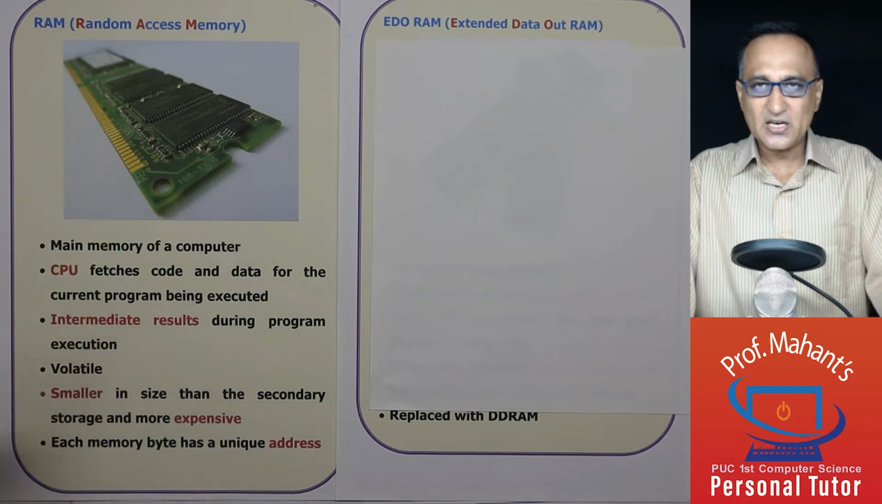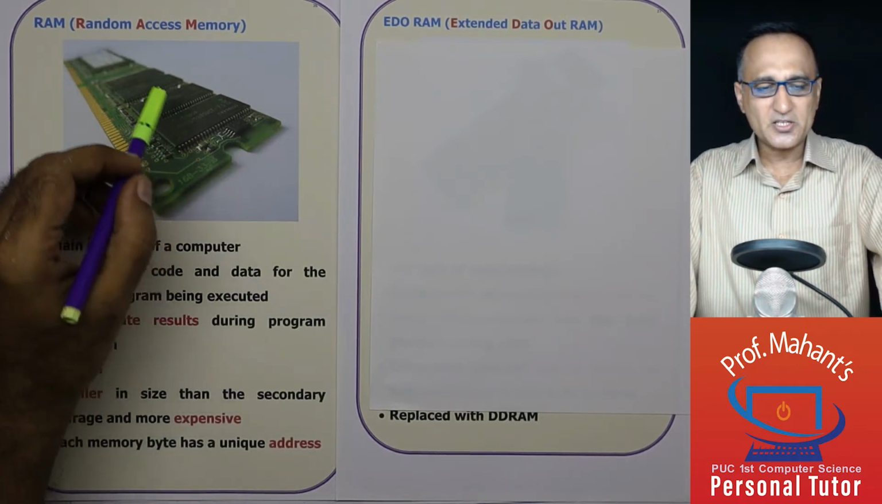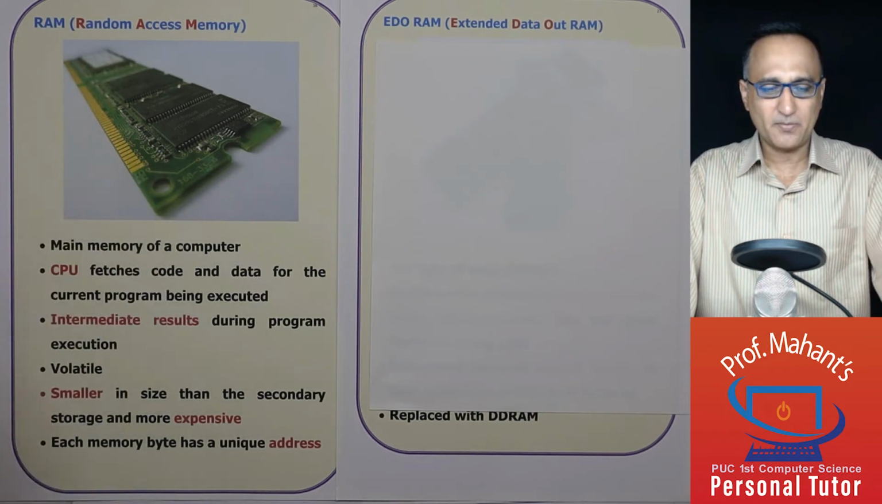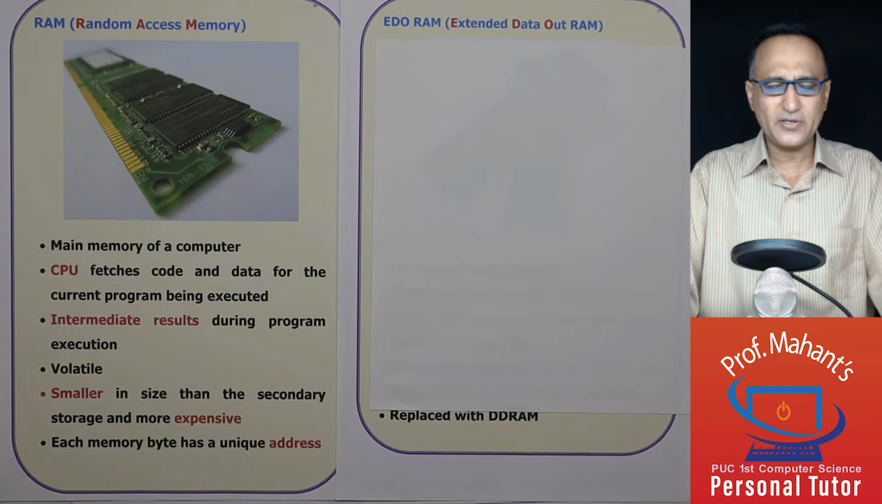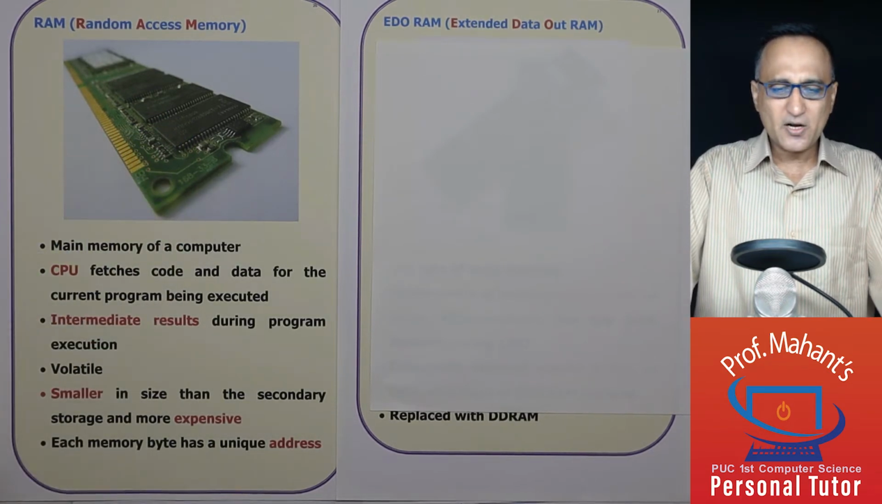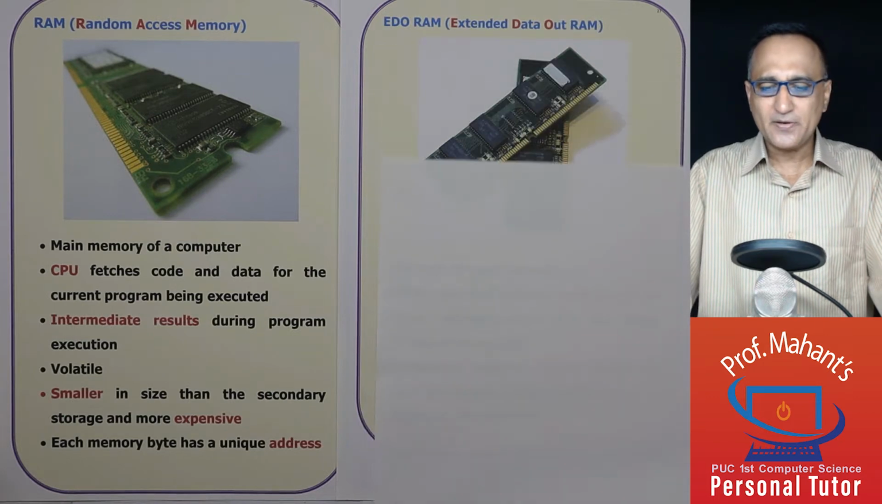Now, just as houses have addresses, every location in the main memory has something called a unique address. So your memory is divided into a number of bytes. Each of those bytes has a unique memory address. We shall now discuss the different types of RAM.